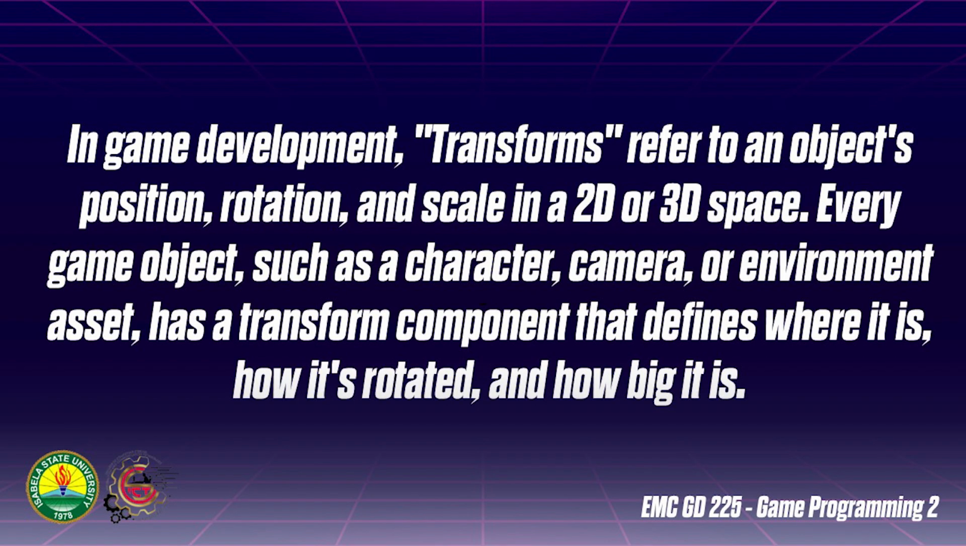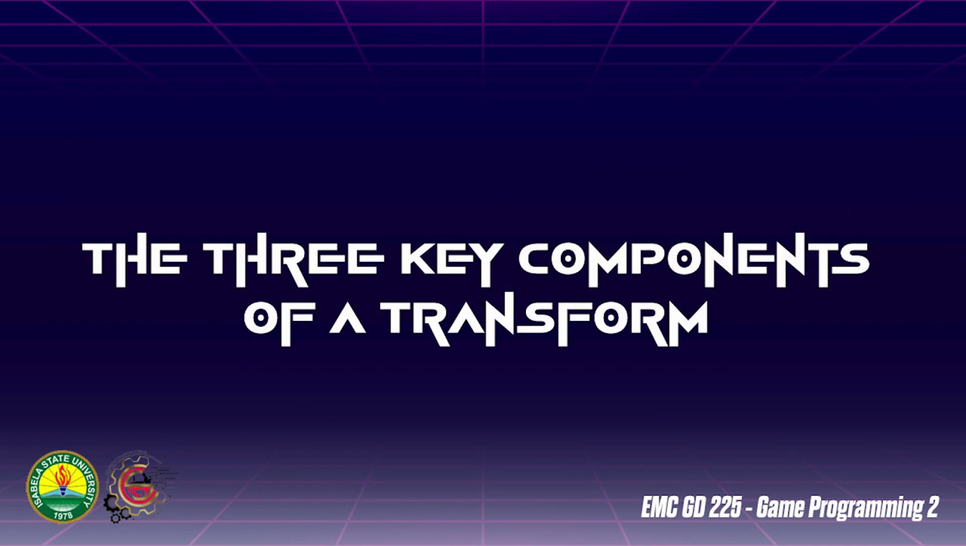In game development, transforms refer to an object's position, rotation, and scale in a 2D or 3D space. Every game object, such as a character, camera, or environment asset, has a transform component that defines where it is, how it is rotated, and how big it is. The three key components of a transform.